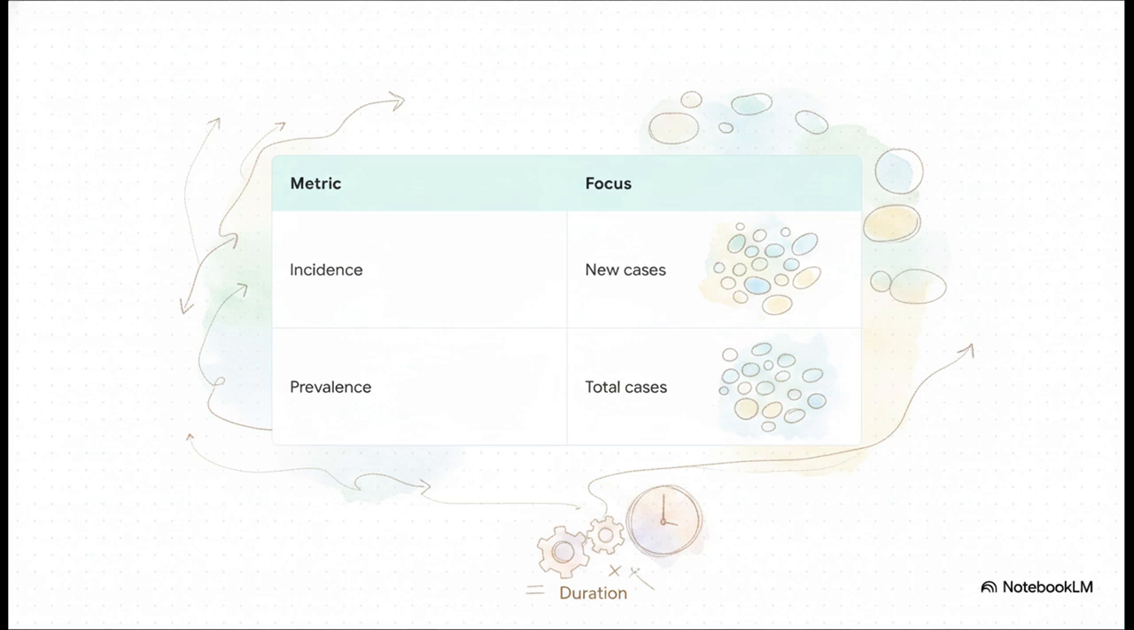Exam pearls right here. The incidence formula looks at new cases, while the prevalence formula looks at existing cases. Their interdependence is absolutely key. Prevalence is approximately equal to incidence multiplied by duration.